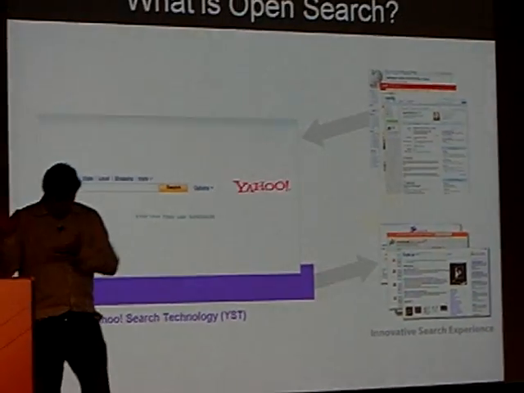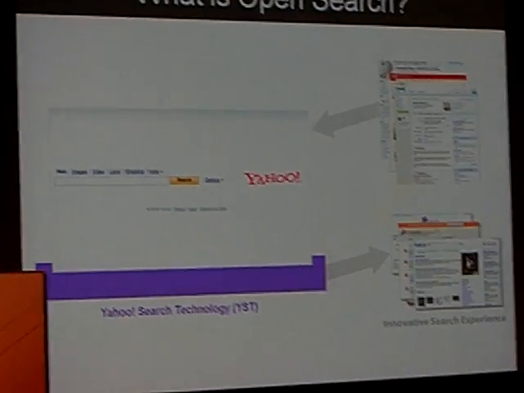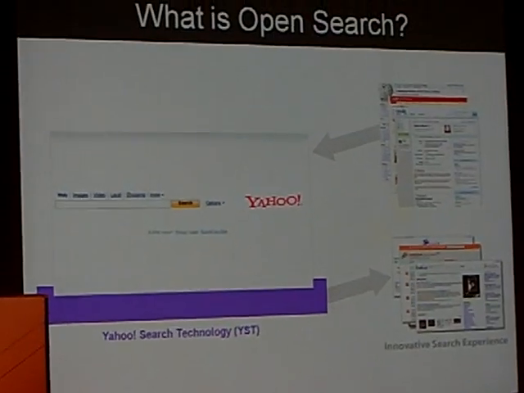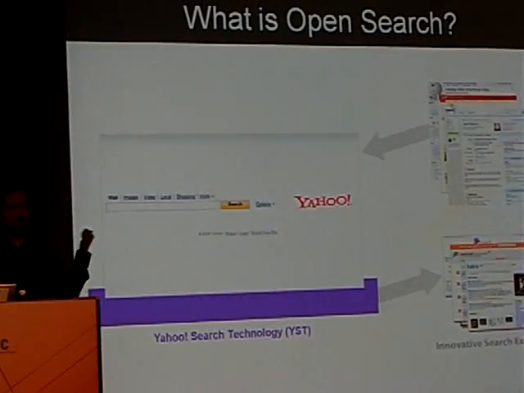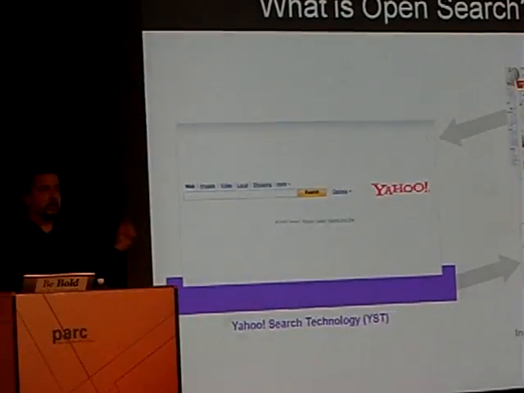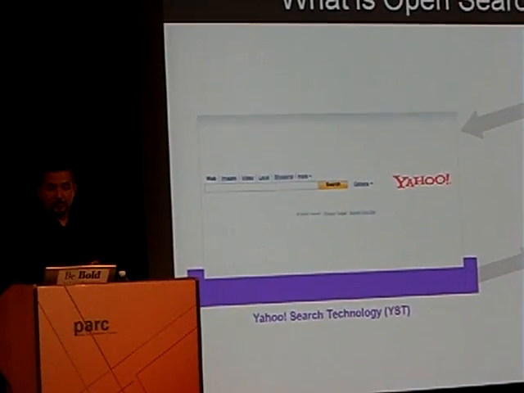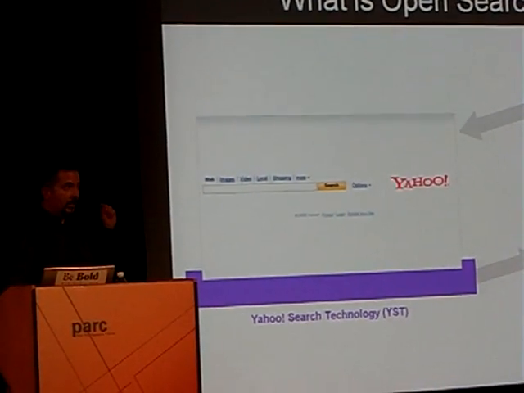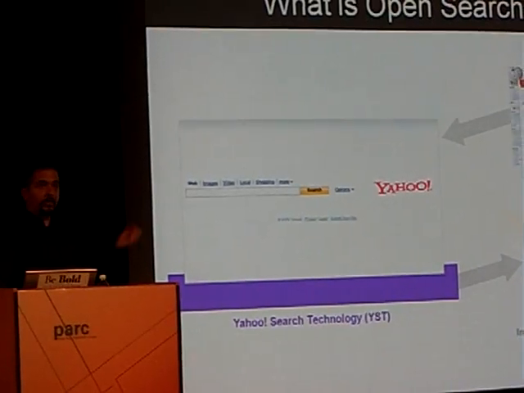Right. So that was the first half of Open Search, really talking about how we open up the Yahoo search experience itself to let publishers and the users customize it to be useful for them. What I'm going to talk about now is us basically sharing our search technology with the world.